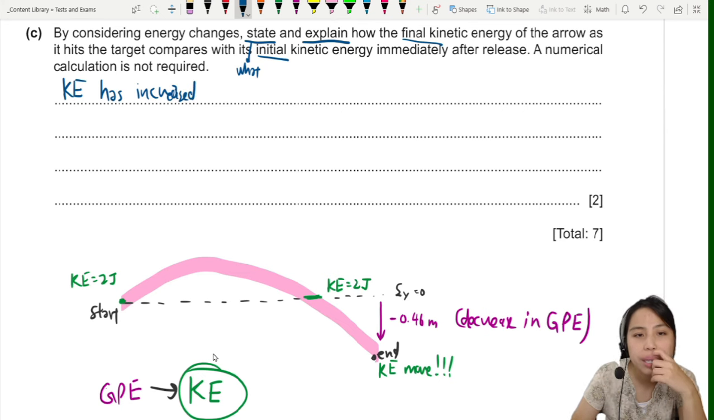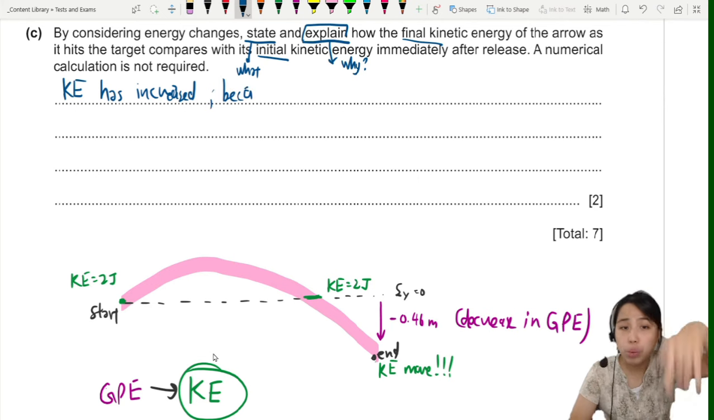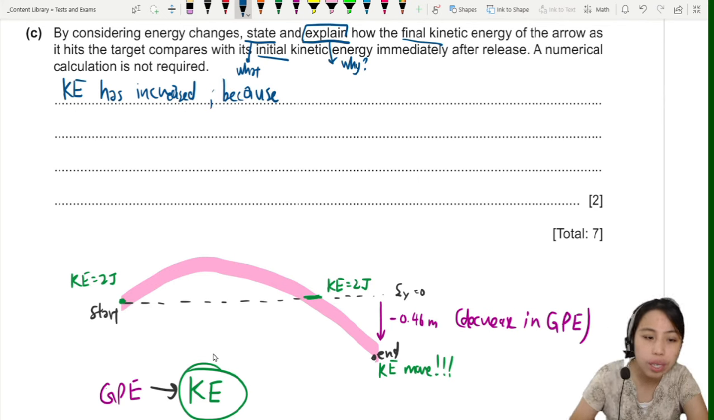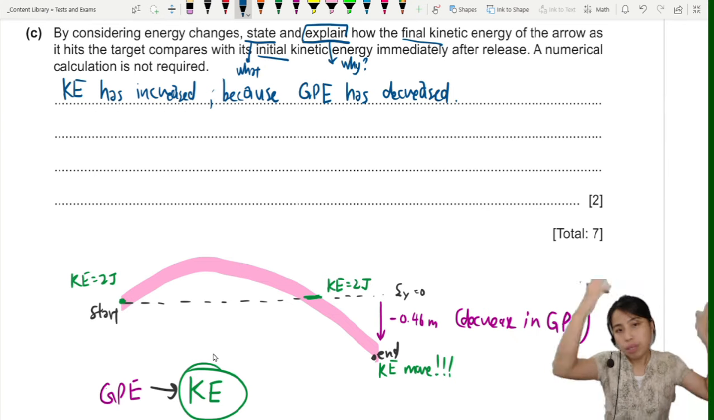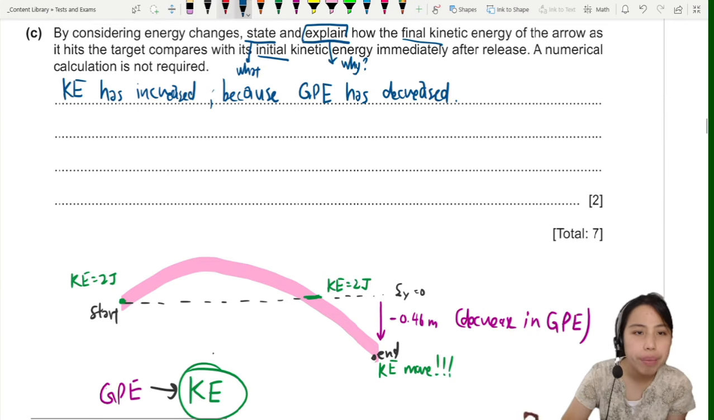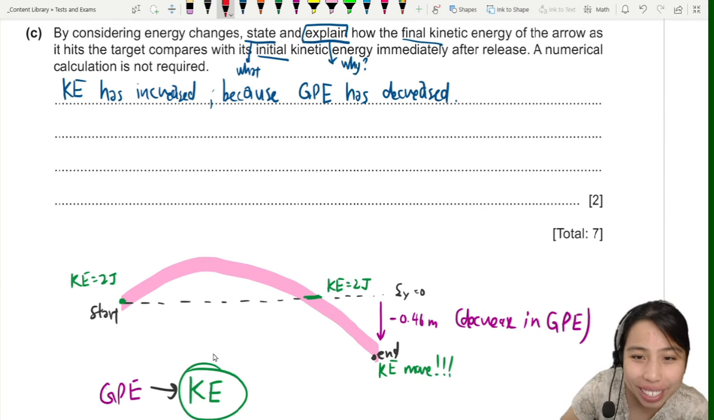Okay, this is the final one. But we need to explain. Now when you see the word explain, they're asking you why. Why you say increase? So we have to say, because we go below, the GPE. Must talk about GPE. So because the GPE has decreased, KE increases. GPE becomes KE. So this one you say GPE has decreased.